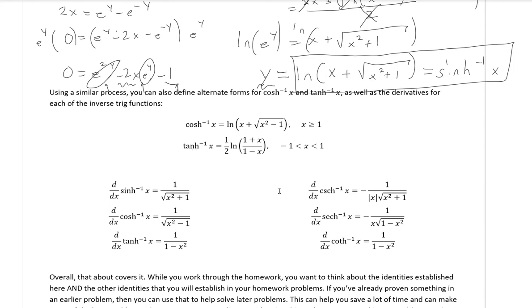And I have the other functions listed here for that. So cosh is going to look pretty similar. The only difference is that there's a -1 here and it is restricted for x greater than or equal to 1. And you have tanh equal to this function here with these bounds. And you can solve for the rest of these. I think you may have a homework problem or two that asks you to do so. So you're going to work through a similar process as before to solve for those.